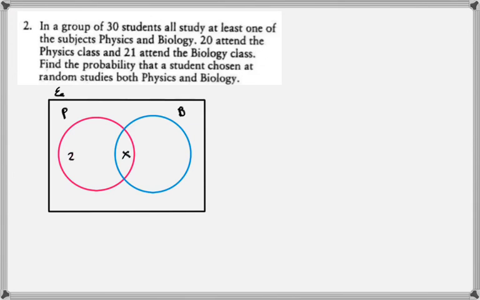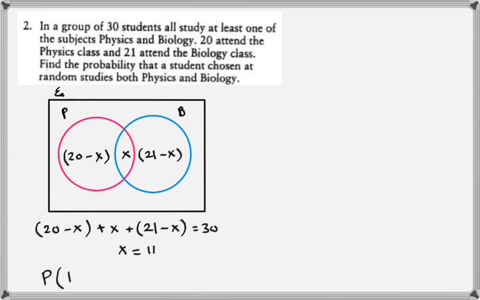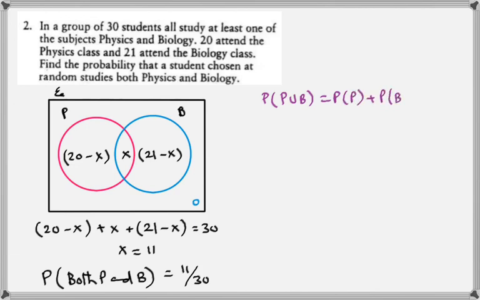Therefore, only physics, 20 minus X. Only bio, 21 minus X. And everything added together should equal 30. Therefore, X comes out to be 11. Therefore, there are 11 people taking both the subjects. What is the probability? Probability is 11 over 30. Can you do this question using the formula? Yes, if you want to. Probability P union B, that's probability of P plus probability of B minus the intersection.